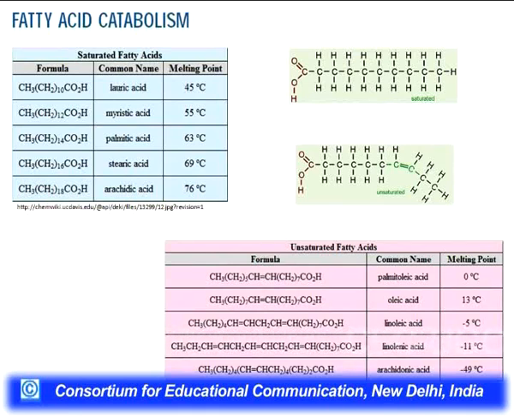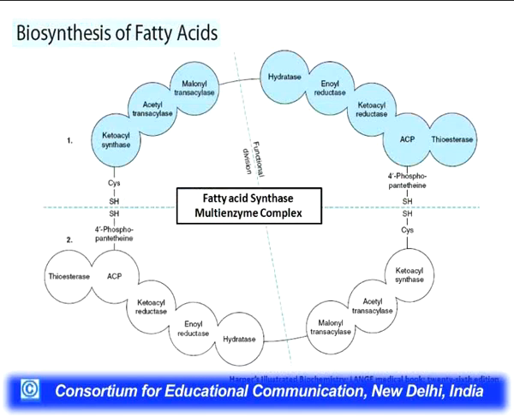So accordingly, they are named palmitoleic acid, oleic acid, linolenic acid, linoleic acid, arachidonic acid, and we can see that as the number of double bonds and the number of carbons increases in these unsaturated fatty acids, the melting point decreases. So these fatty acids, based upon the presence of the double bond, are classified majorly into saturated and unsaturated fatty acids.